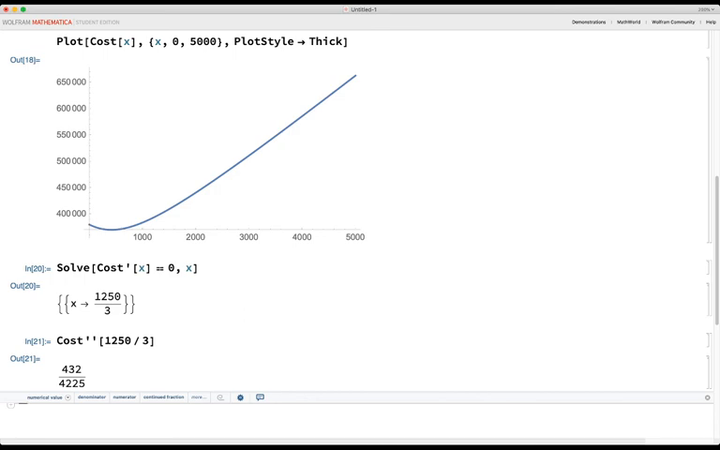I need to program in sound effects so I could have the Jeopardy theme music playing while you guys are writing out your answers or thinking about why this particular number, 432 over 4225, what is it about it I care about and what don't I care about? Okay, so let me throw a hint. What are we trying to do?